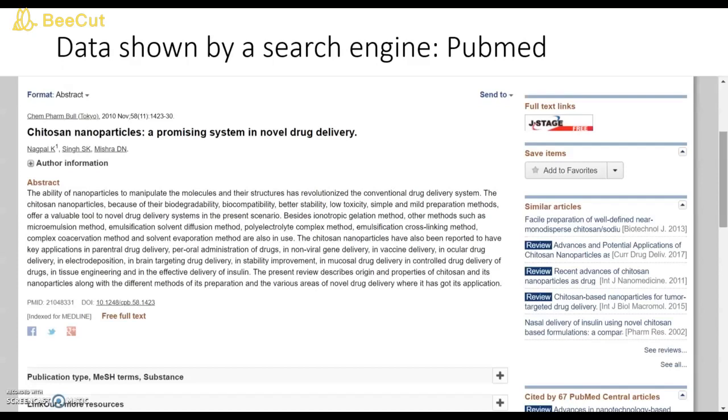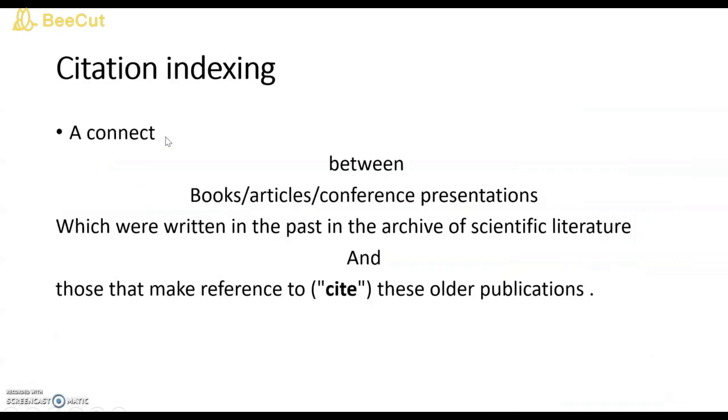So as an example, the papers that I have referred to for preparing this particular review paper, I shall be using them as reference. But if somebody wants to use my paper, they will have to cite it. So this is a kind of connect between the work which was written in the past in the archive of scientific literature.